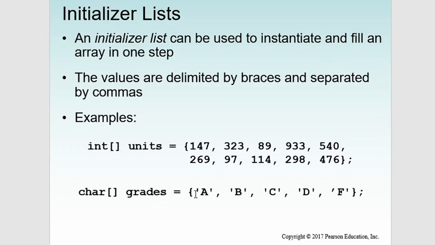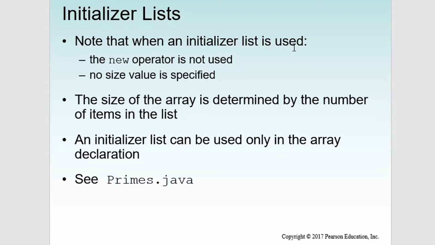For an array of chars, same thing, you have your braces, but the data type inside of the array are chars. Note that when an initializer list is used, the new operator is not used. No size value is specified. The size of the array is determined by the number of elements inside of the list. An initializer list can be used only in array declarations.